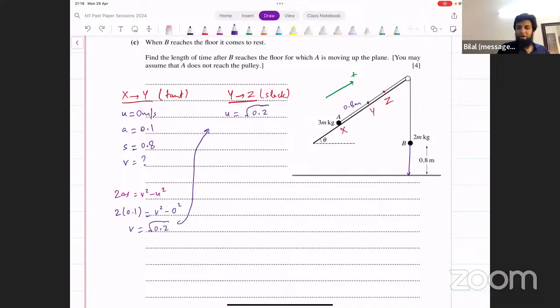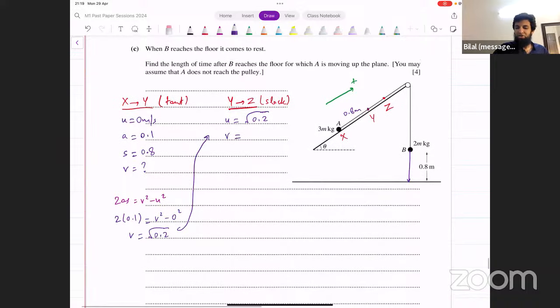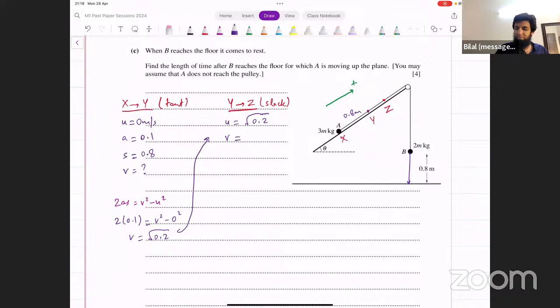Now, what about the final velocity? When it reaches its maximum point, its velocity is going to be 0. So we also know the final velocity. What we need to find is the time taken after B hits the floor. So basically time taken from Y to Z. T is what we have to find out. Do we have any other information? We don't know what the distance from Y to Z is.